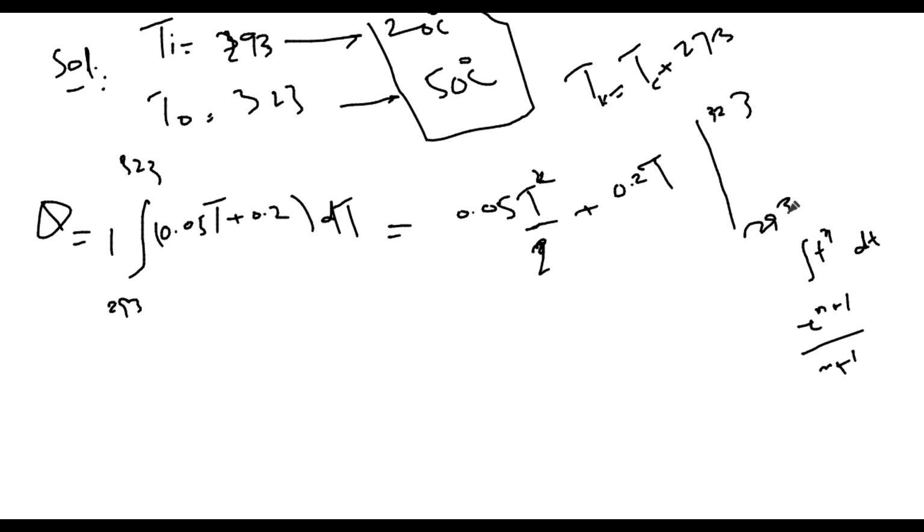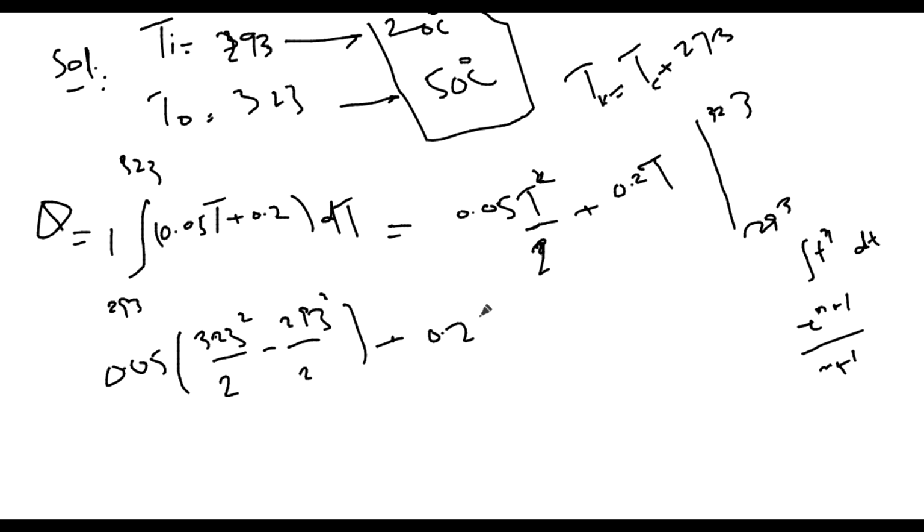This is the upper and lower limit. Now write 0.05, and in place of T you write the upper limit, 323 square divided by 2, minus the lower. This is the integration upper limit minus lower limit, what was the lower limit? 293. You may have studied this in mathematics. Divided by 2, plus 0.2, and what is T? In place of T you write upper limit 323 minus 293, write this.